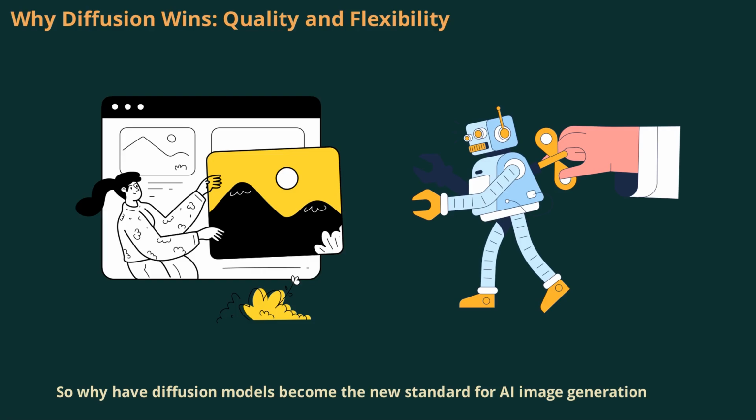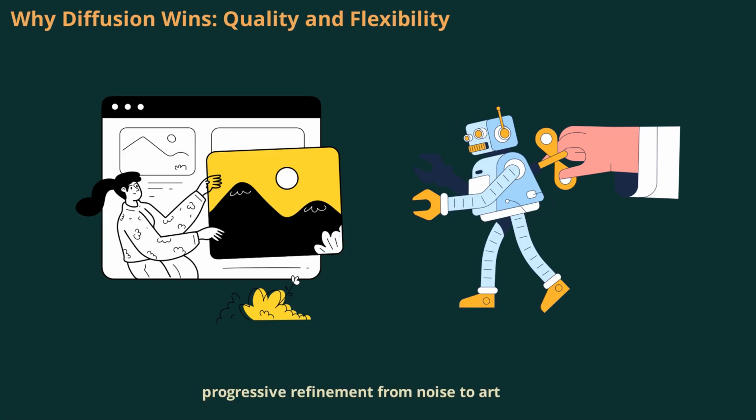So, why have diffusion models become the new standard for AI image generation? Compared to GANs, they offer more stable training, greater diversity, and higher quality images without the common pitfalls like mode collapse. Against VAEs, diffusion models produce sharper, more detailed outputs and handle complex image distributions with ease. Their theoretical foundation ensures predictable, progressive refinement from noise to art.